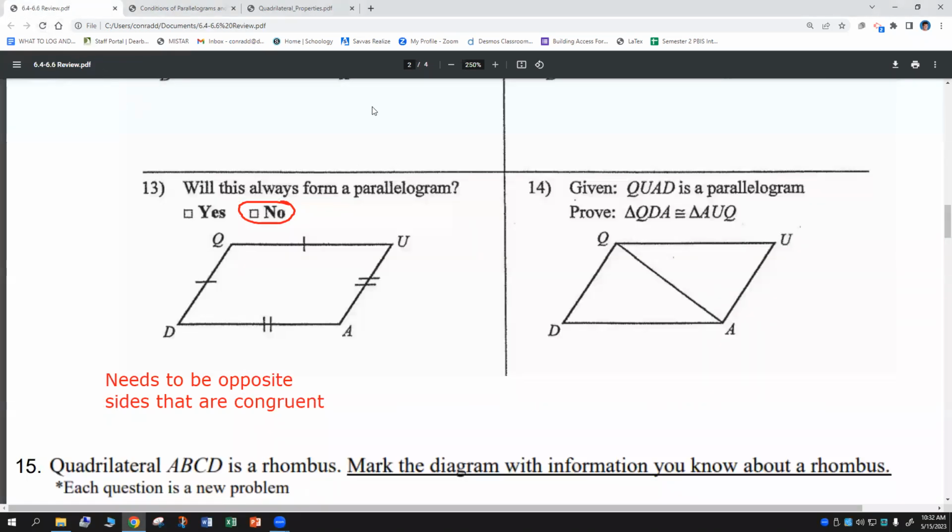All right, if this is a parallelogram, we know opposite sides are congruent. So DQ is congruent to AU, DA is congruent to UQ. And then by the reflexive property, AQ would be congruent to AQ. So to show that triangle QDA is congruent to triangle AUQ, we're going to use side, side, side. We have three pairs of congruent sides, which means the triangles are congruent by side, side, side.